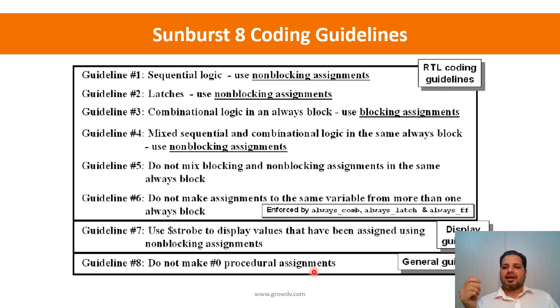And do not make use of #0 in the procedural assignment. Sometimes it's very tempting to prevent race conditions using #0, but it's not a permanent solution, and it will cause problems further down the line. So using #0 without understanding what is happening is generally not recommended. If you follow these coding guidelines, then your code is more likely to function as you intended.